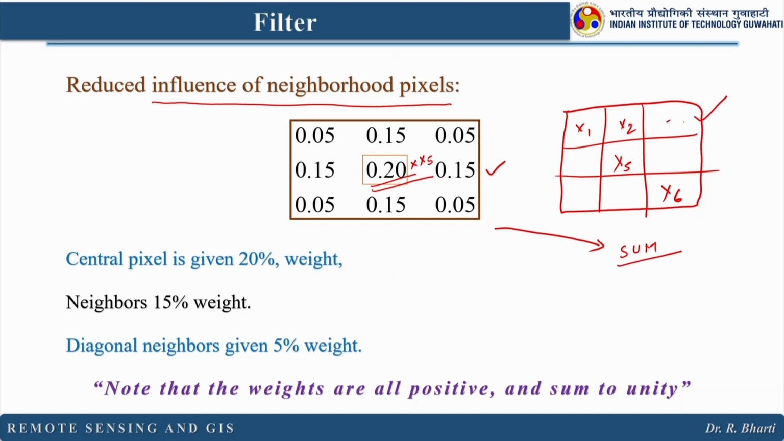Note that the weights are all positive and sum to unity. So it cannot be negative and it cannot be more than 1. That is the basic concept here: whatever design you want for your kernel or weightage, you can follow, but it has to be positive weightage and the total sum of the weightage should be equal to 1. That is the criteria for these filters.